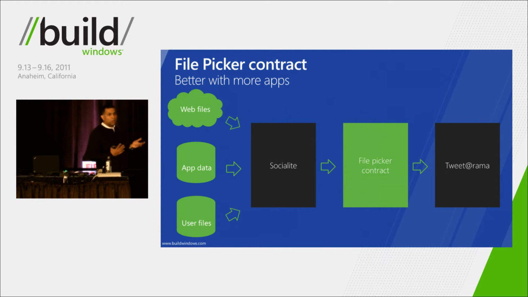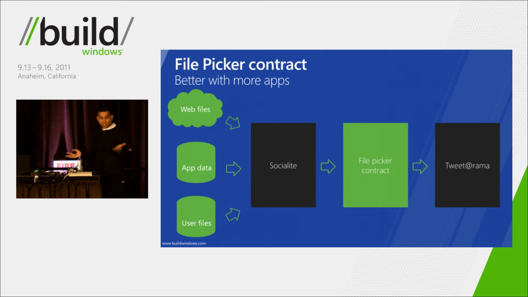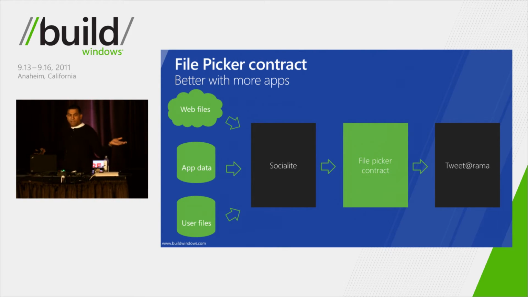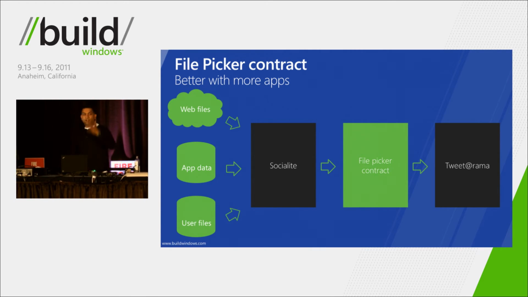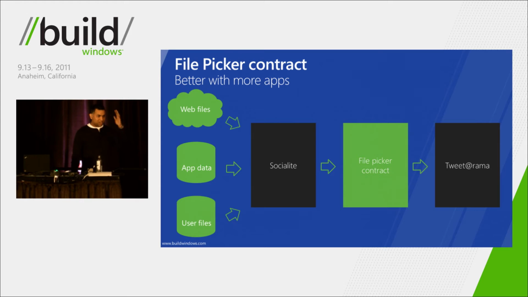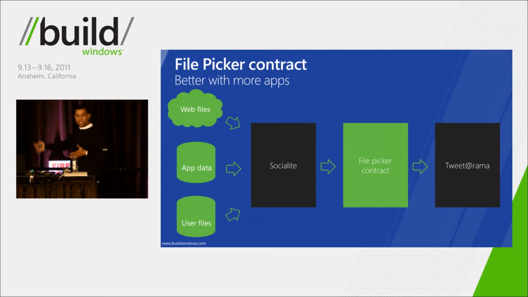The file could have been local. The file could have been in the app data. The file could have been on the local file system. It doesn't matter. App-to-app picking actually abstracts the point of origin and the point of storage of the file from the other applications on the system.